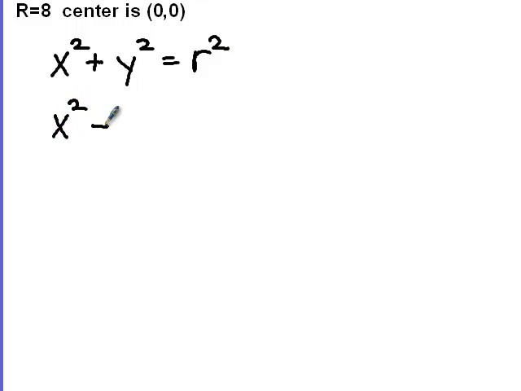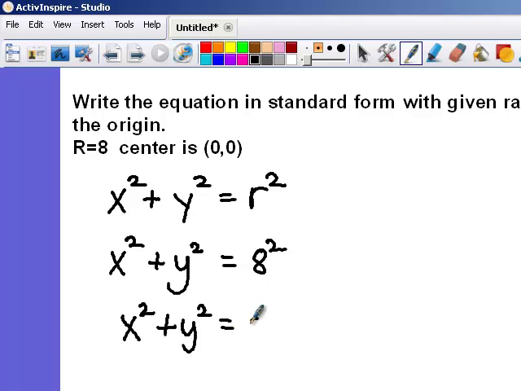Now they want us to write the equation in standard form with the given radius and whose center is the origin. Again, the center is going to be right in the middle. We don't need to graph this. They give you the radius. So if we take the equation and we plug in r, the only thing left to do is just square it. So here's our equation.